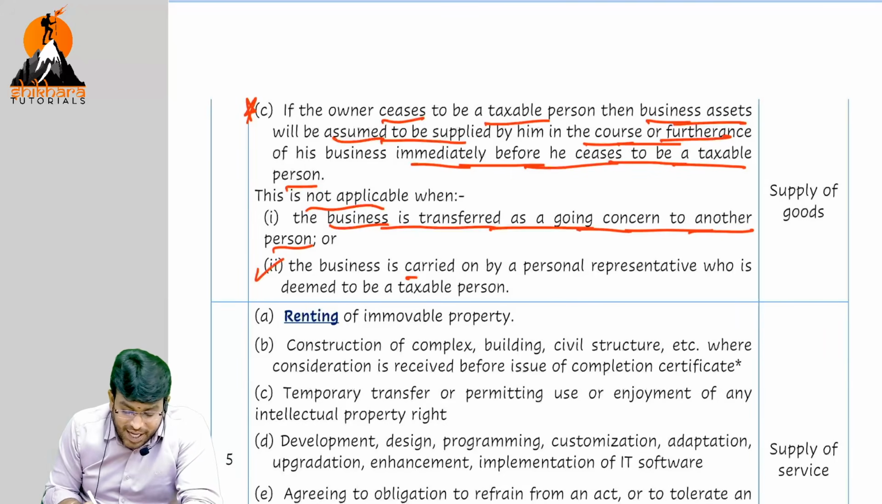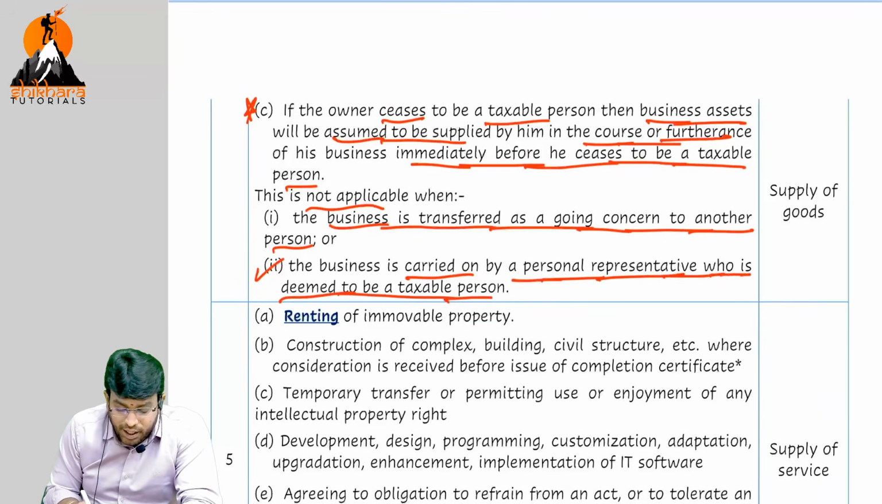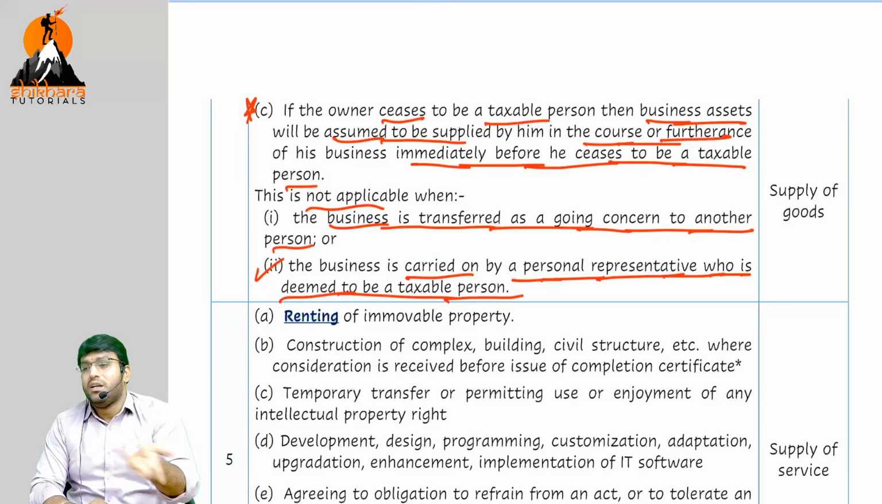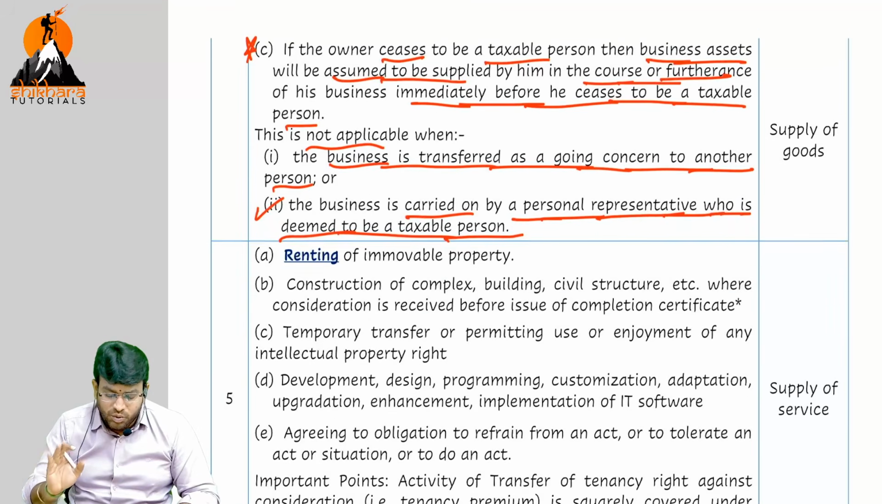The business is carried on by a personal representative who is deemed to be a taxable person. Father gone, son is taking care. No problem, we'll catch the son. Government wants somebody to catch. No feelings and emotions. Only income tax and GST.